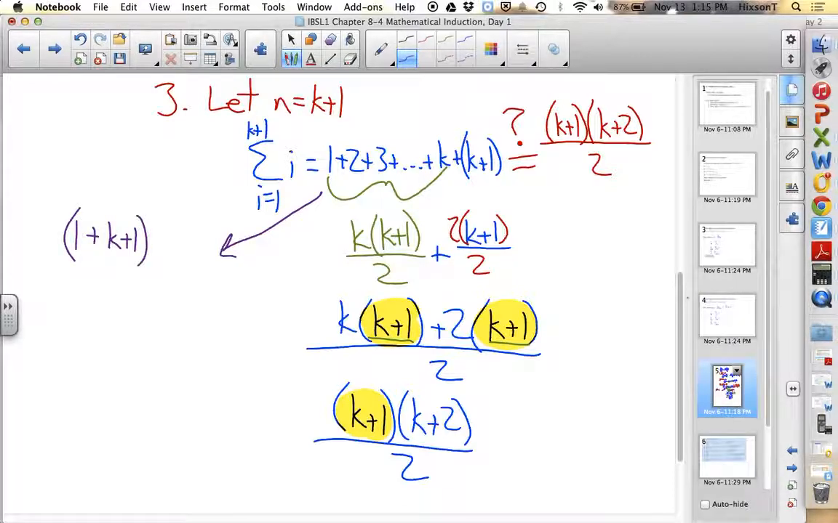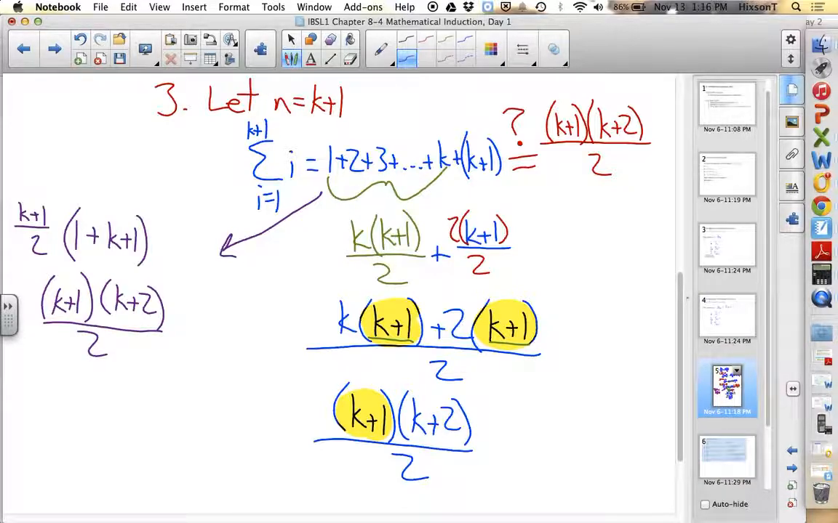How many terms are there? K plus 1, right? N over 2 times a sub 1 plus a sub n. And then look at what that simplifies down to. That's the k plus 2. We'll put the k plus 1 here. And since it's multiplication, we can write it.